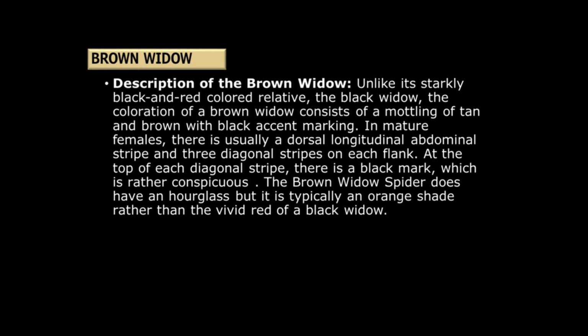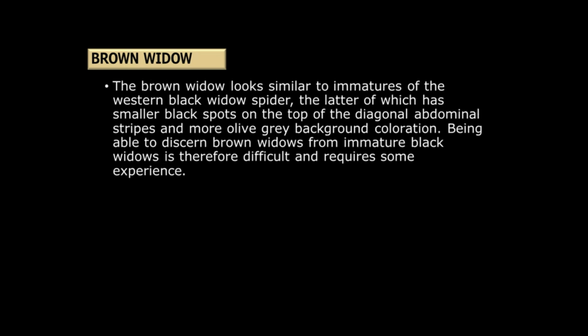At the top of each diagonal stripe, there is a black mark, which is rather conspicuous. The brown widow spider does not have an hourglass, but is typically an orange shade rather than the vivid red of a black widow. The brown widow looks similar to the immatures of the western black widow spider, the latter of which has smaller black spots on the top of the diagonal abdominal stripes and more olive gray background coloration. Being able to discern brown widows from immature black widows is therefore difficult and requires some experience.